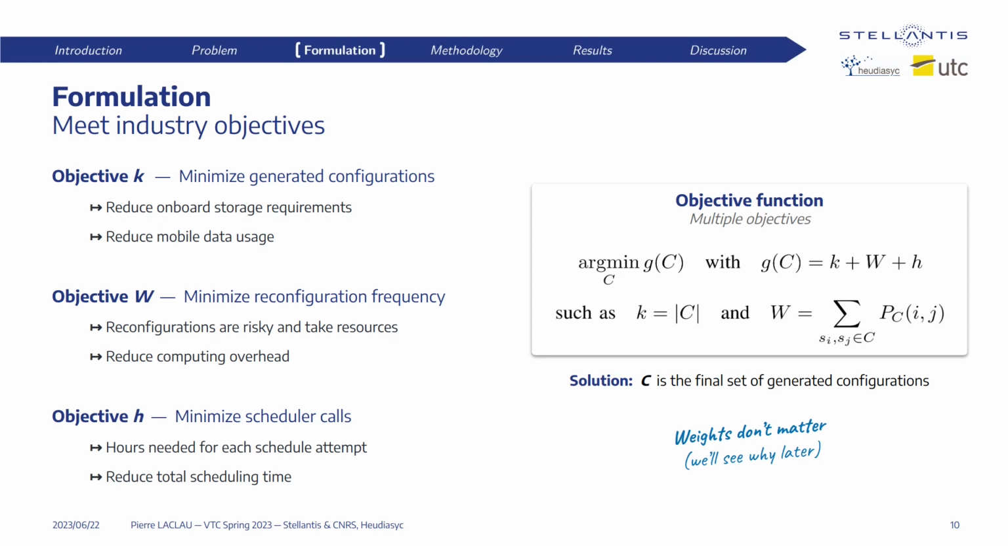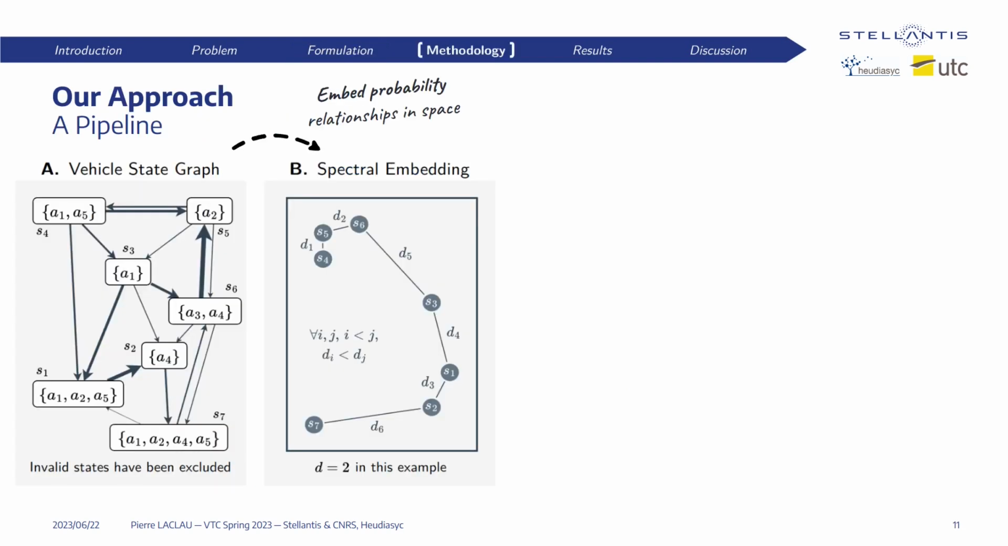So here's the approach we have. We start from the same state graph in the beginning, and we use a combination of some methods. The first one being spectral embedding. Here we actually place each state in an n-dimensional space, and the position is going to be relative to other states depending on their probabilistic relationships. So for example, S4 and S5 switch very often together, and so they are close together.